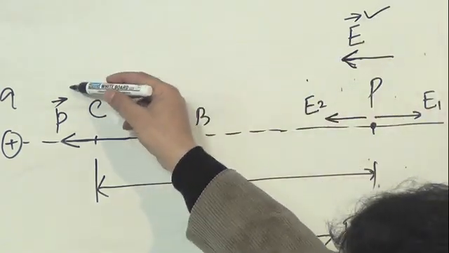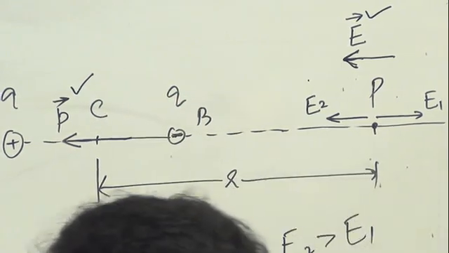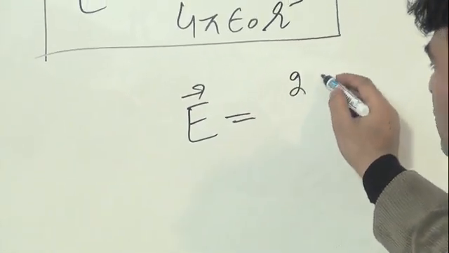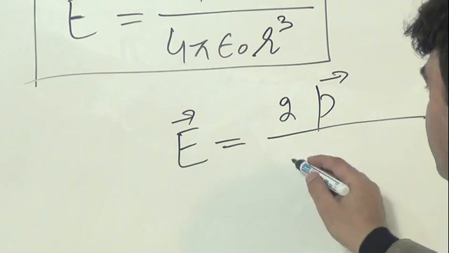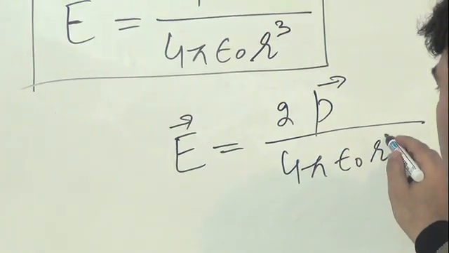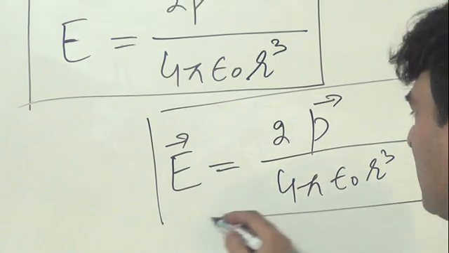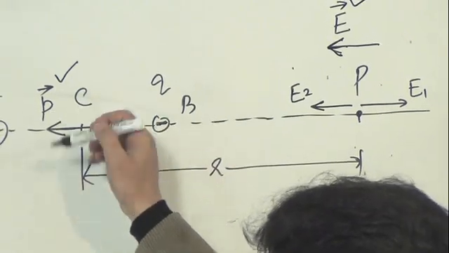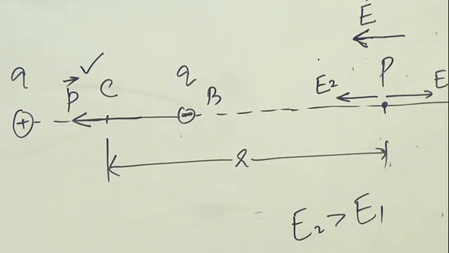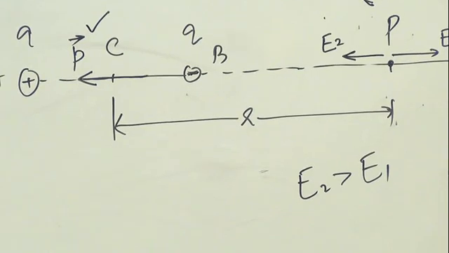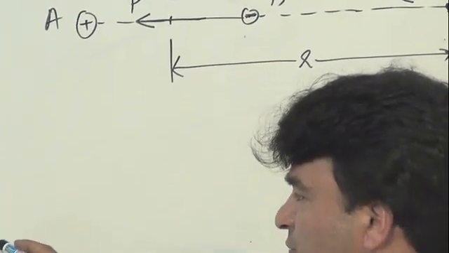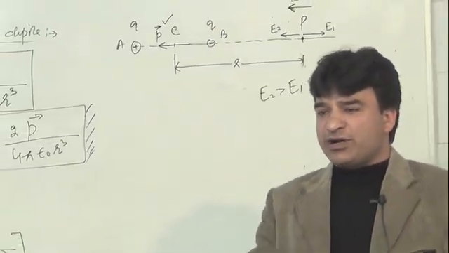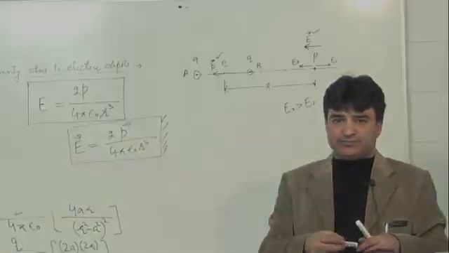The two directions are the same, therefore we can write in vector form: electric field is equal to twice the electric dipole moment in vector form over 4 pi epsilon naught R cube. It indicates that electric field at point P due to electric dipole has the same direction as that of the electric dipole moment. So this is the final expression for electric field at any point on the axial line due to electric dipole. Thank you.